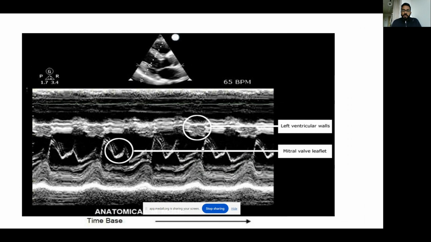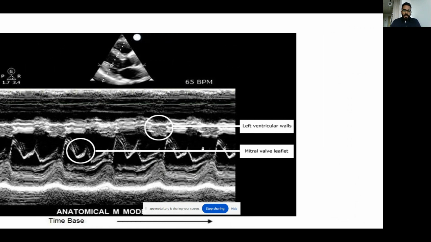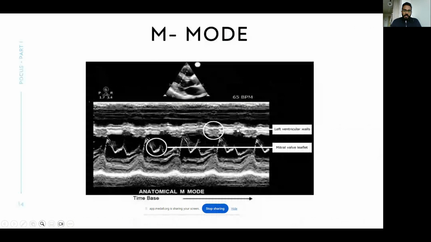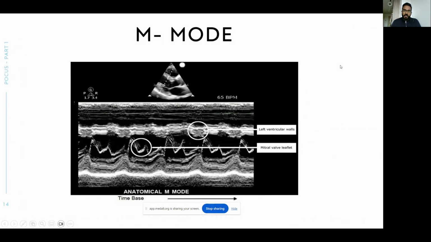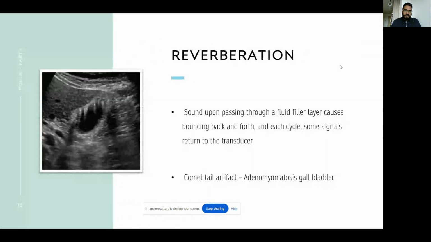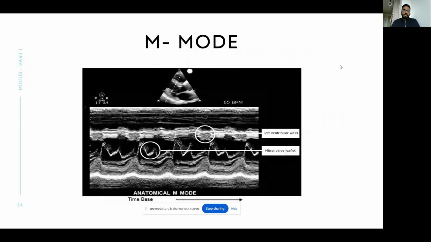But again, today we'll be focusing more on B mode, which is the most important point in point of care ultrasound. So next thing is, sorry, bear with me. Next thing is, I want to talk about the artifacts that you come across while doing an ultrasound scan.